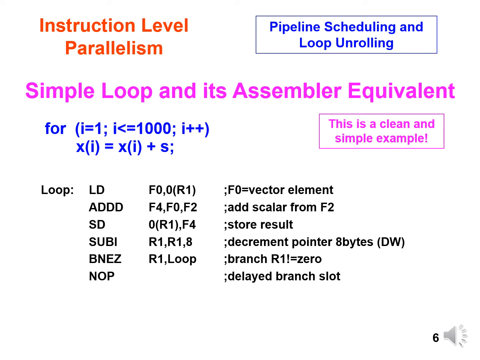Okay, so NOP means no operation. This is to reduce the branching delay. This is the delayed branch slot. We simply leave one clock cycle; it is no operation, just giving some delay to the branching statement. So this is the equivalent MIPS code or assembler code for the given for loop.